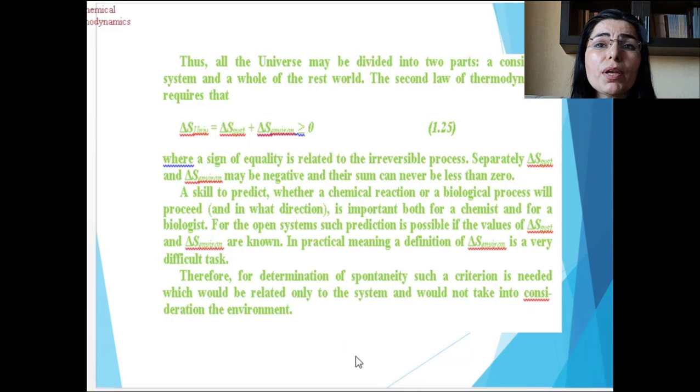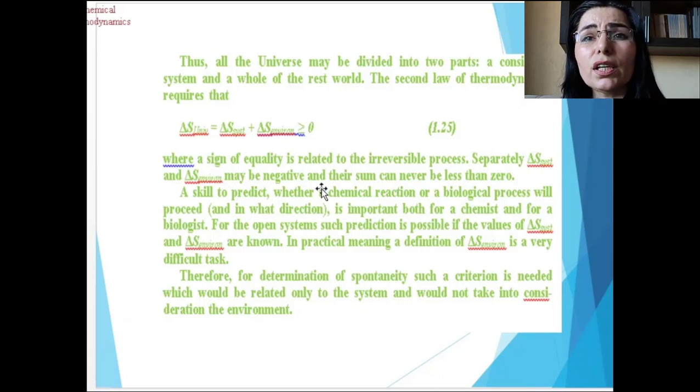Thus, the whole universe may be divided into two parts: a considered system and the whole of the rest of the world. The second law of thermodynamics requires that the change in entropy of the universe, equal to the system plus its environment, be more than zero, where the sign of equality relates to reversible processes. Separately, the system and its environment may be negative, but their sum can never be less than zero. A skill to predict whether a chemical reaction or biological process will proceed, and in what direction, is important both for a chemist and for a biologist.